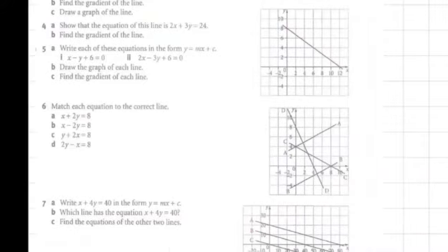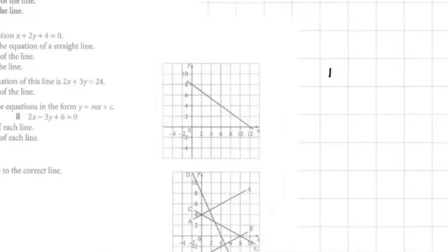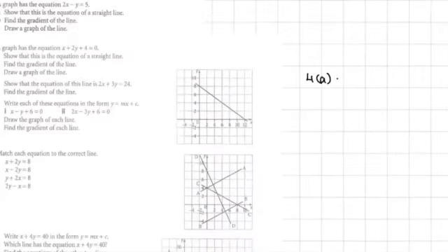Next one, number 4. Show that the equation of the line is 2x + 3y = 24. Find the gradient. So for 4a, I'm just going to rearrange my equation. 2x + 3y = 24.